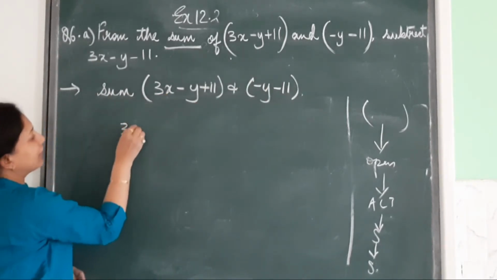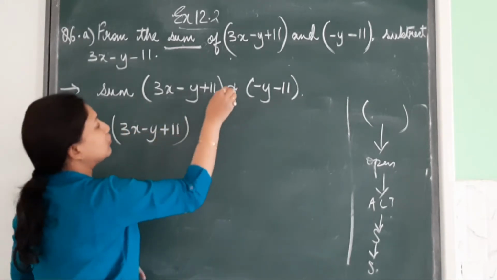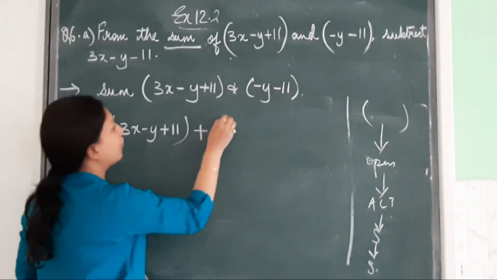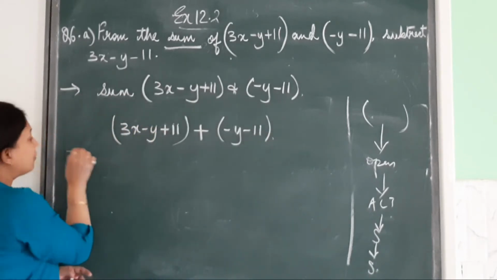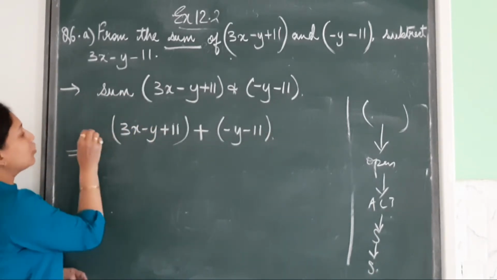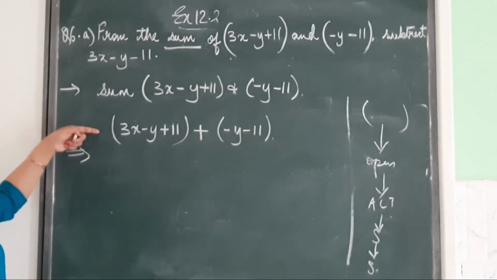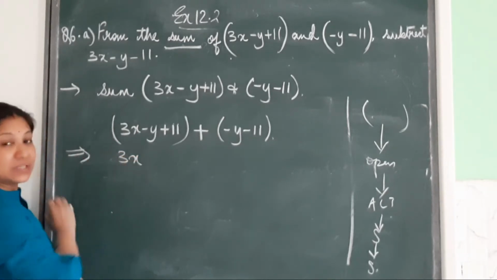Adding means write down 3x minus y plus 11. Remove this 'and'. Instead of 'and', what will come? A plus sign for addition. Minus y minus 11. We will now open the bracket. See, no sign outside. Or if it would have been a plus sign, we will copy the terms and the sign will be the same.